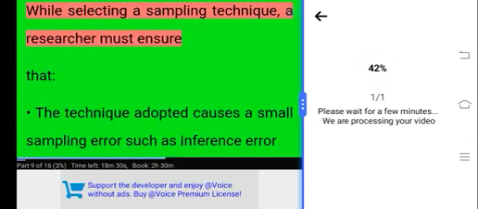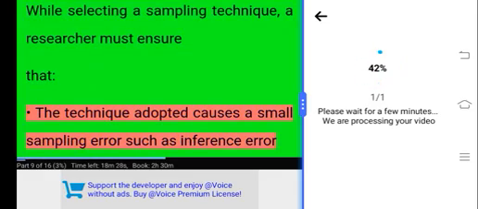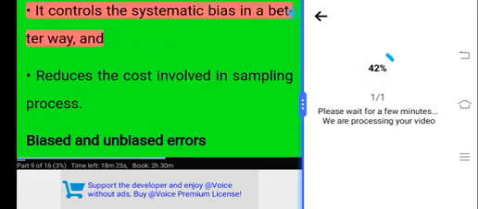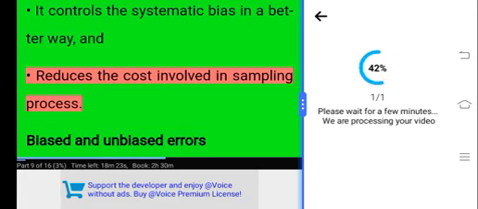While selecting a sampling technique, a researcher must ensure that the technique adopted causes a small sampling error, such as inference error. It controls the systematic bias in a better way, and reduces the cost involved in the sampling process.